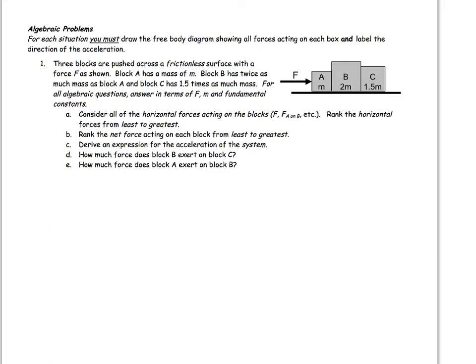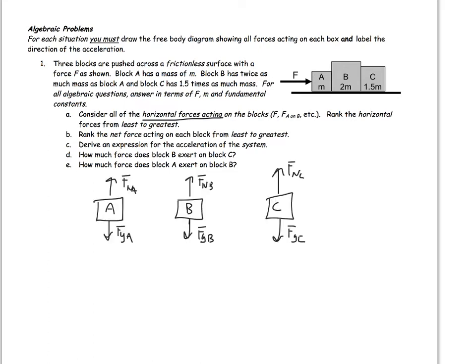The first thing I'm going to do is draw a free body diagram showing the forces acting on each box, especially because that first question asks us to consider all the horizontal forces. We'll start by identifying what those forces are. So I started with all my vertical forces actually. I know that each of them has a normal force acting up on it and a force of gravity acting down. I call them FNA, FNB, and FNC, and then FGA, FGB, FGC.